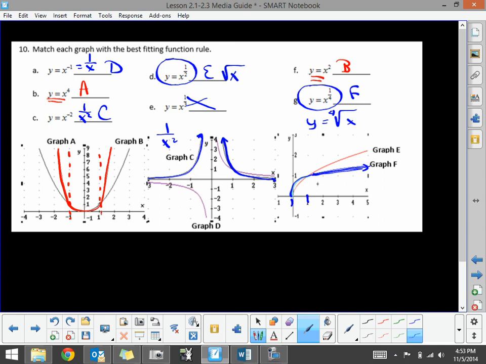That third degree polynomial, remember, was a sideways s, and there's no sideways s in this graphing that I displayed.